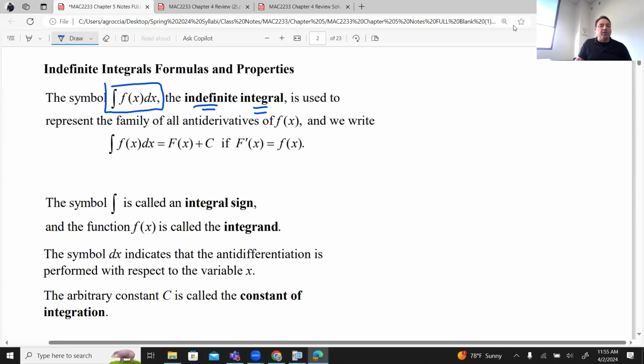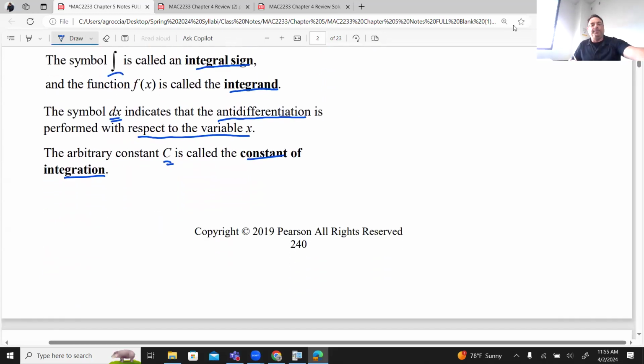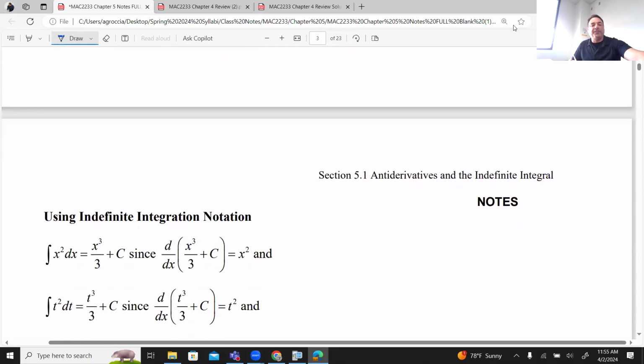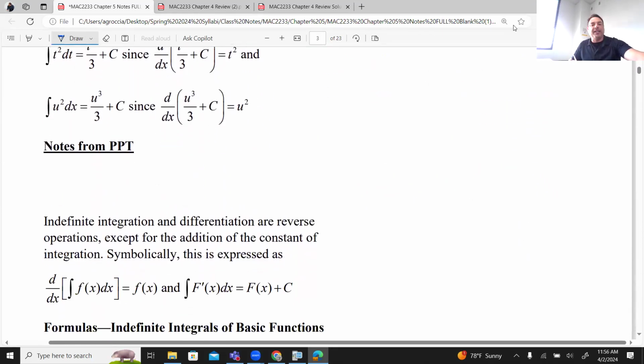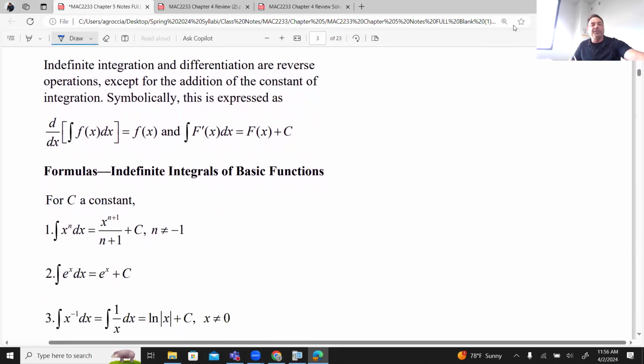The symbol is called the integral symbol. What you're taking the integral of is called the integrand, and that dx is the anti-differentiation. It's to say with respect to x. And the c is called the constant of integration. It's the number that could have been there. Then, as we're going through this, some examples, it doesn't matter what letter you use.